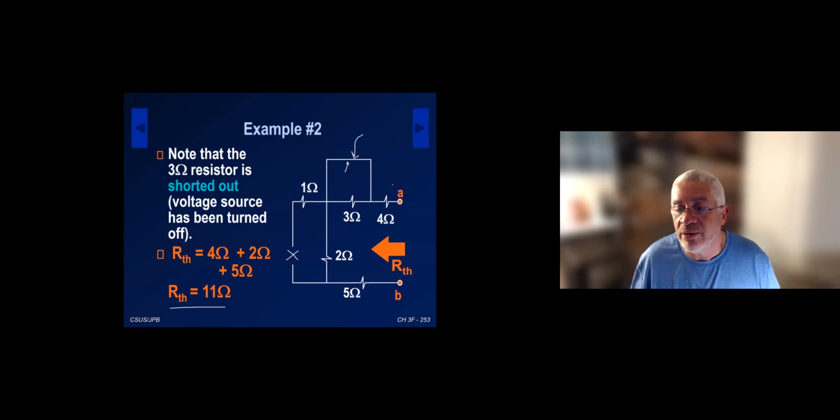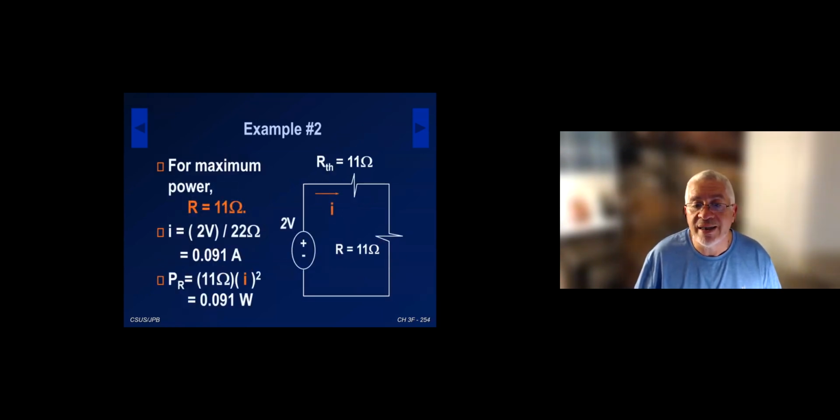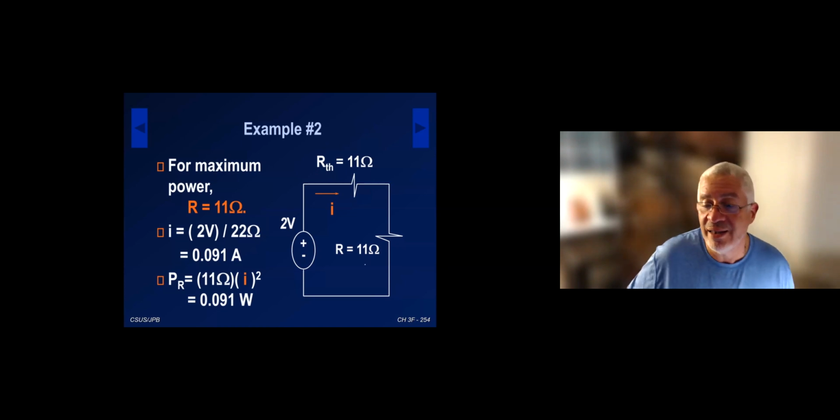So the net resistance is the 4 ohm in series with the 2 and the 5. So we got 11. Again, this is the Thevenin model here. VOC is 2 volts. The Thevenin resistance is 11. And now for maximum power transfer, we set R to 11 as well. We can calculate the power that the 11 ohm R would see, and it's 0.091 watts.